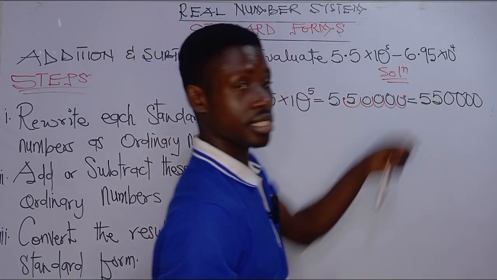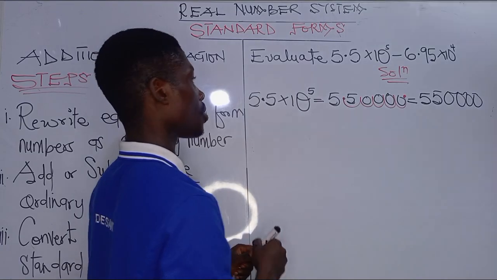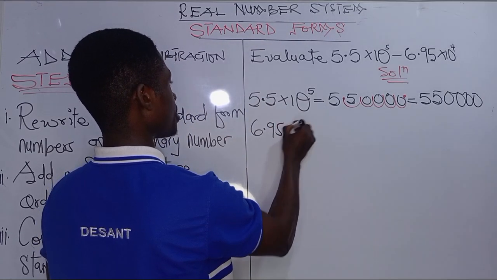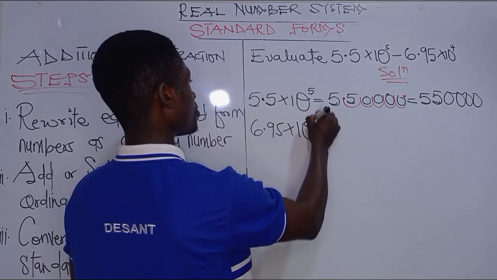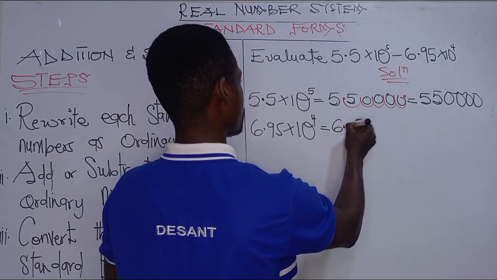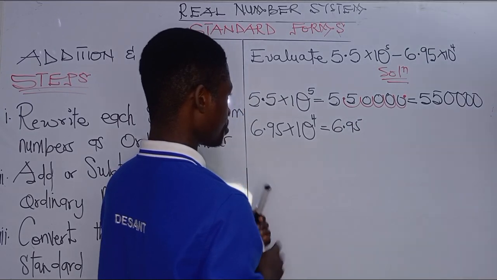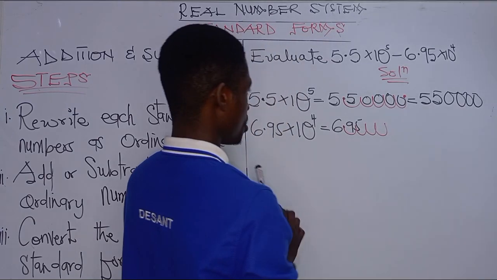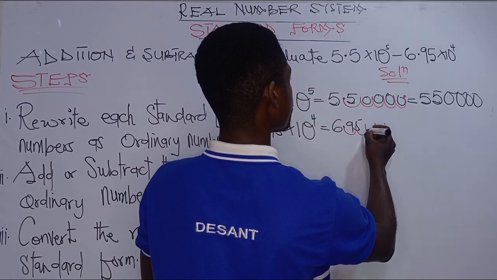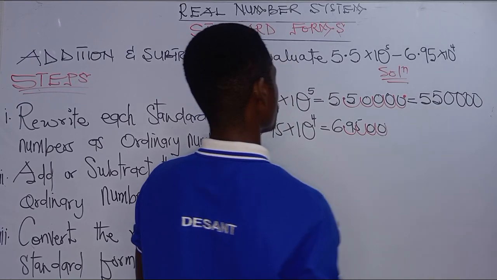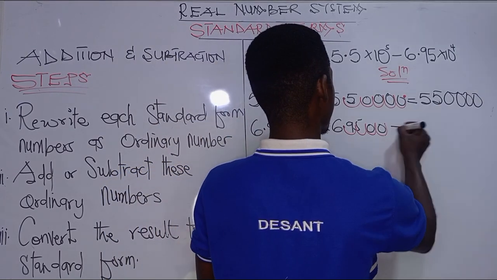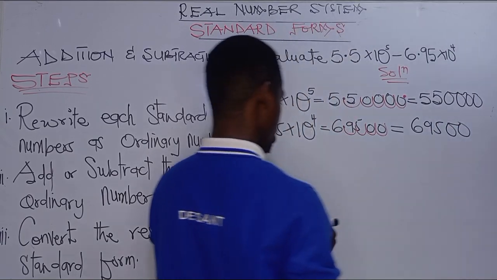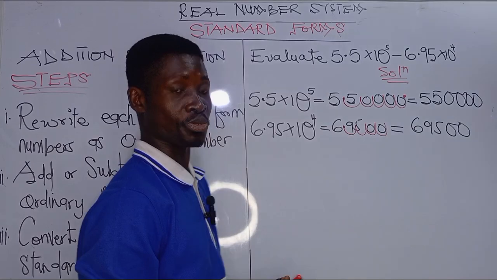Then after that, we express this number also as an ordinary number. So we have 6.95 times 10 raised to the power positive 4. So we are going to get 6.95, 1, 2, 3, 4, and then 1 and 2. So this number becomes 69500. Then after that, we perform our subtraction.